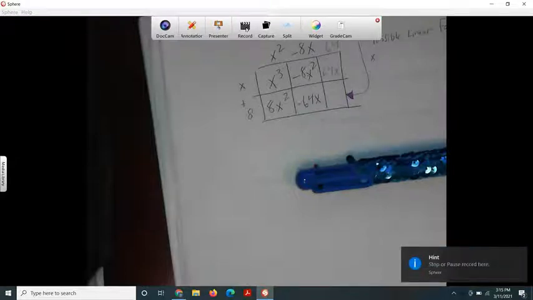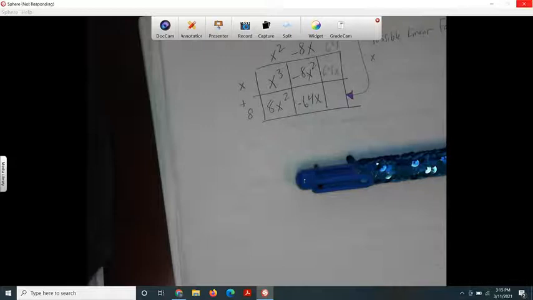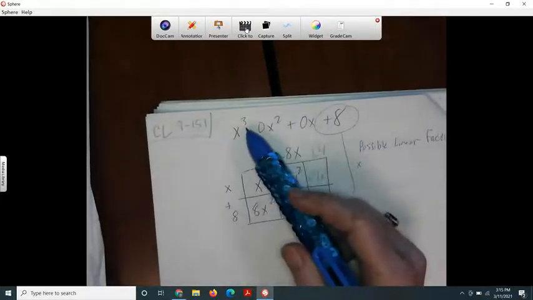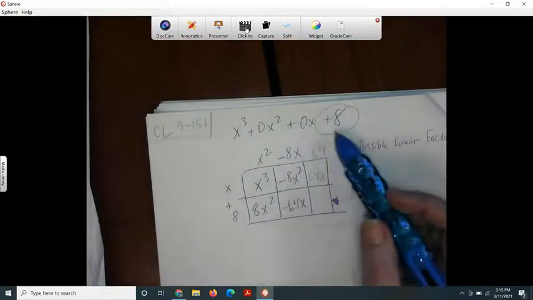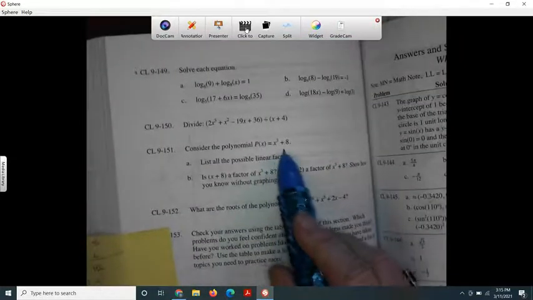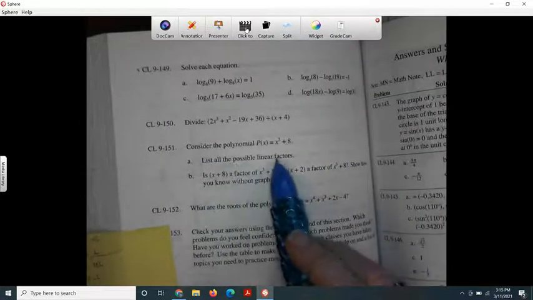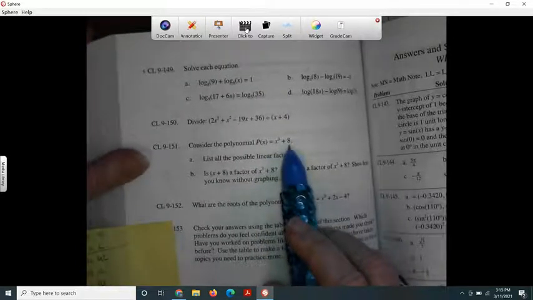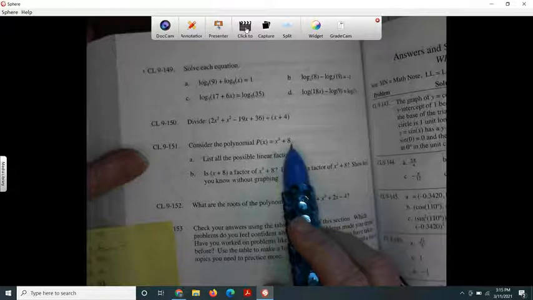It says consider the polynomial x cubed plus 8. So it looks like this in your book. X cubed plus 8. List all the possible linear factors. So you might have it memorized that you just take the constant term and list all the factors of the constant term, like plus or minus 1, plus or minus 8, plus or minus 2, plus or minus 4. There's no other ways to multiply to make 8, so it would be that.